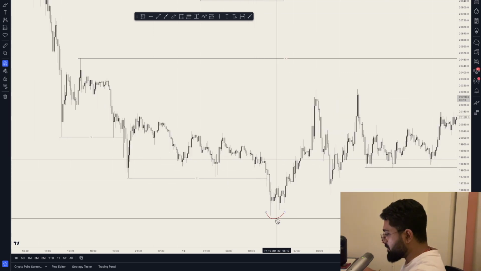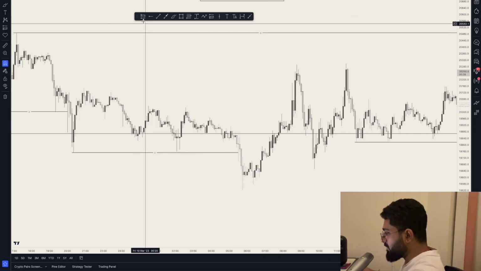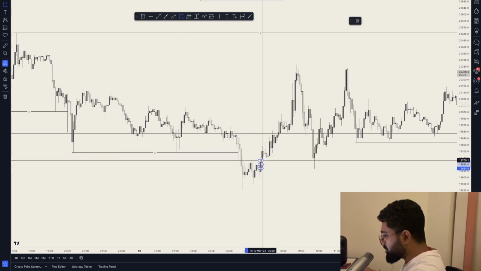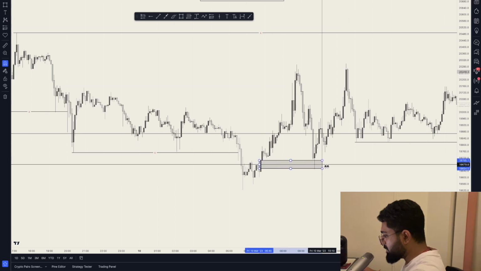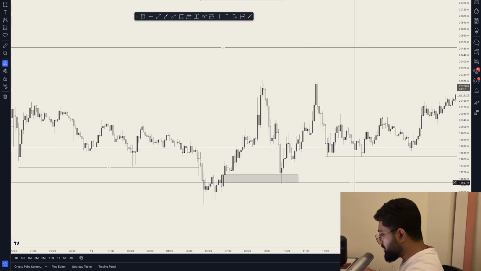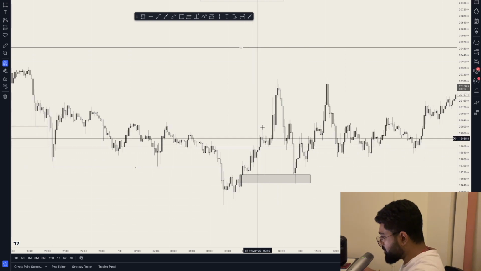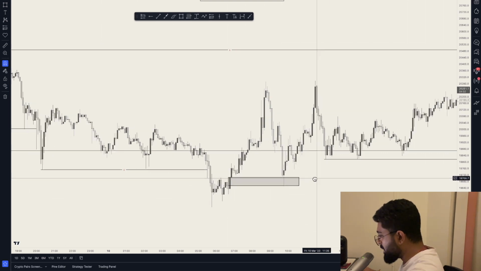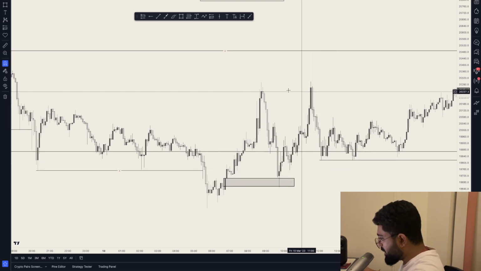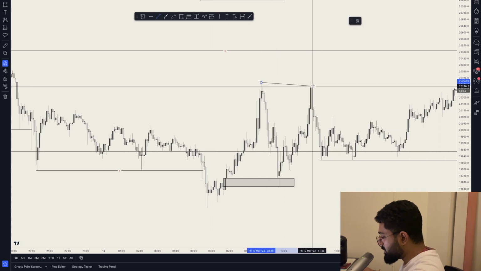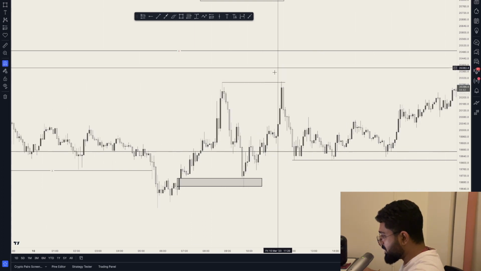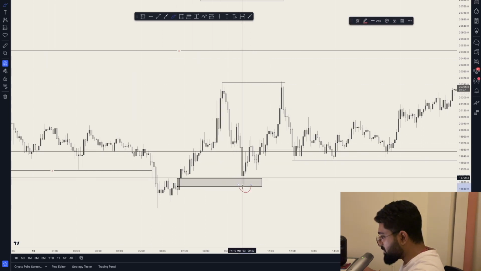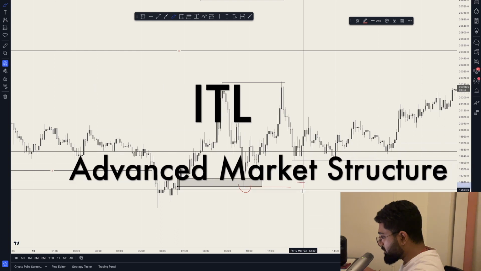So what do you see here? You saw the three drives, and then you have market structure shift along with break of structure, and then you have this, that's your fair value gap. Price goes up, comes down, creates this fair value gap, and then starts going up again. It goes to this high and takes the liquidity. This is an important low. Why is this an important low? Because this is what we call an intermediate term low.